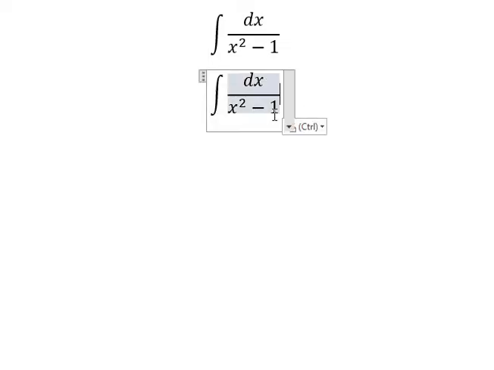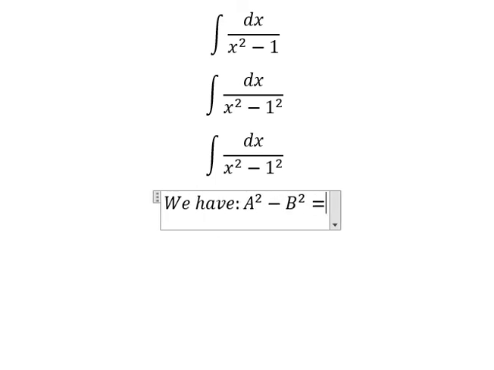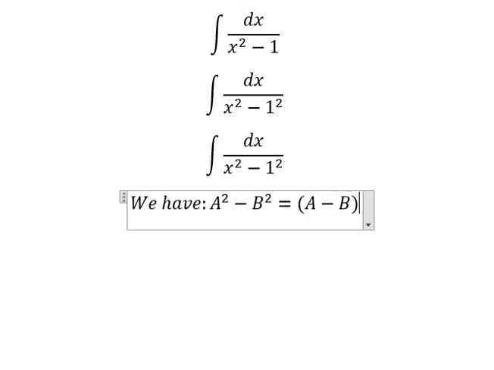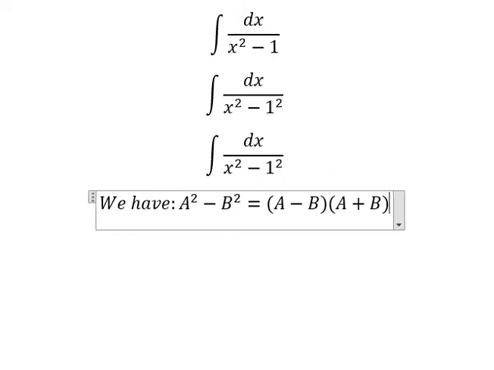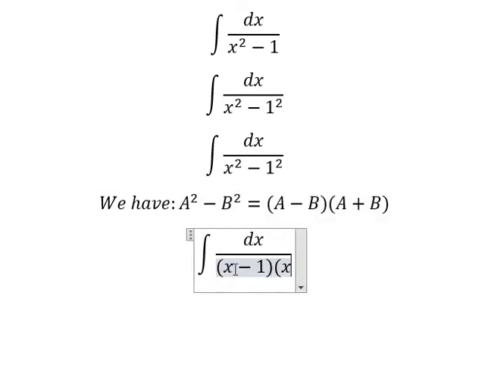We know that number one is about 1 over s squared minus 1. And we have the formula of this one: a squared minus b squared equals a minus b multiplied by a plus b. So we apply this formula in here and we have s minus 1 times s plus 1.